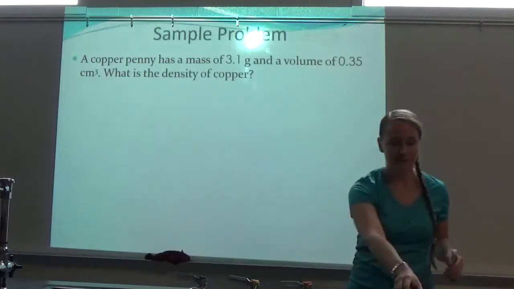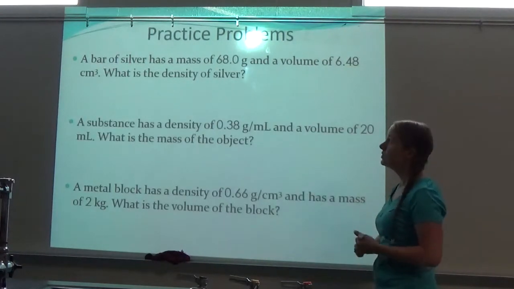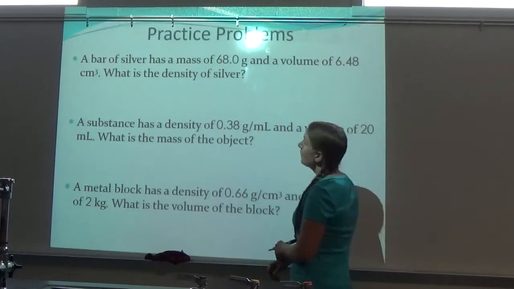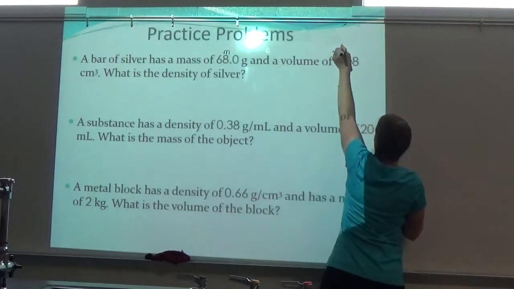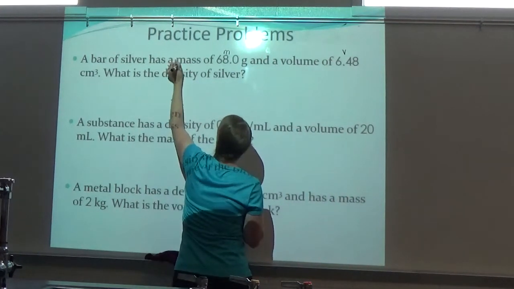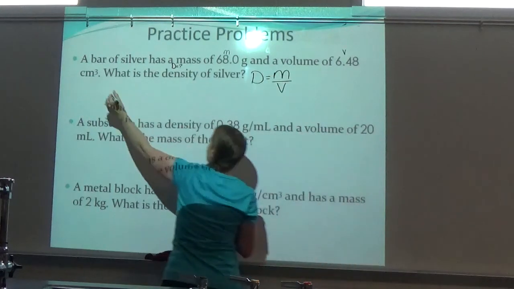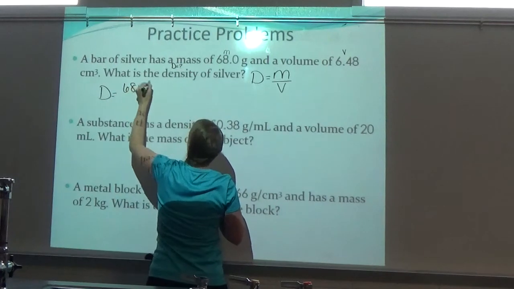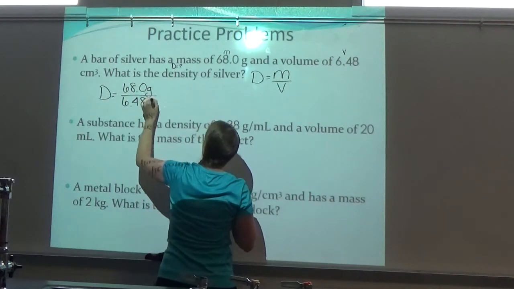So let's move on. So if you already feel comfortable, maybe pause the video and try a few of these. Otherwise, we'll look at a couple more together and then you can pause it. So it says a bar of silver has a mass of 68 grams and a volume of 6.48 centimeters cubed. What is the density? All right, so again, we're just using density equals mass over volume. So then I just plug in. So my mass is 68 grams. And my volume is 6.48 centimeters cubed.